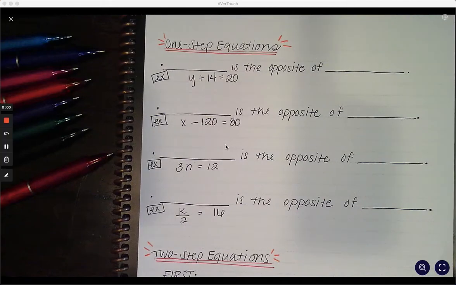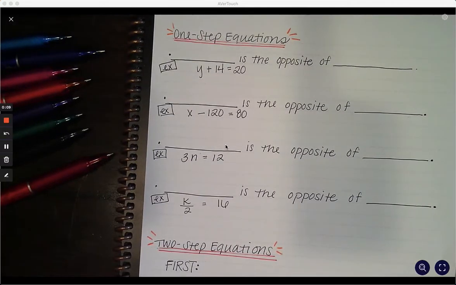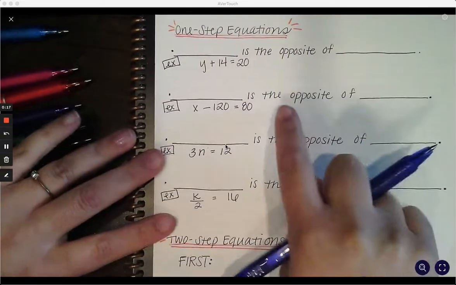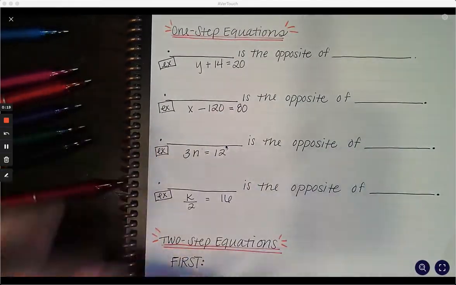All right, so we're going to do a quick review on one-step equations because I know for a fact that you guys did these last year, but it never hurts to review. All right, so let me get a good colored pen because why not? Okay, so notice we have some blanks, we have some examples here.